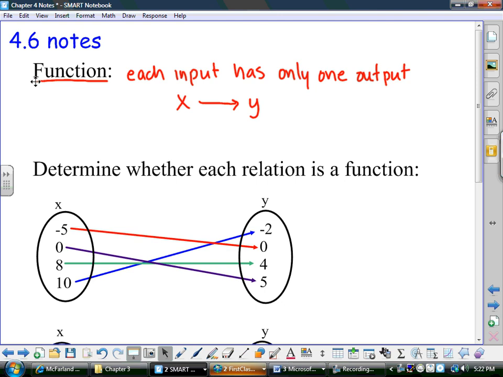Here are some visual representations of inputs and outputs. Determine whether the relation is a function. What you're looking for is, does each x value go to one and only one spot on the y side of the graph? -5 only goes to one spot. 0 only goes to one spot. 8 only goes to one spot. And 10 only goes to one spot. So this is a function. Each input has exactly one output.